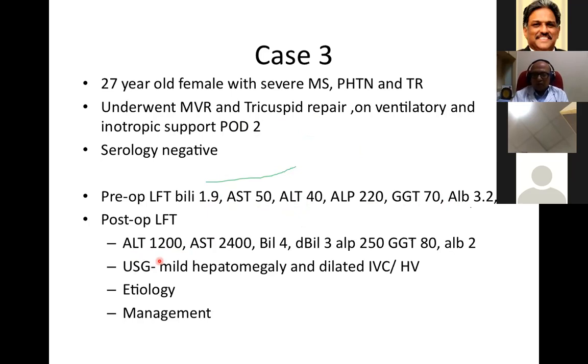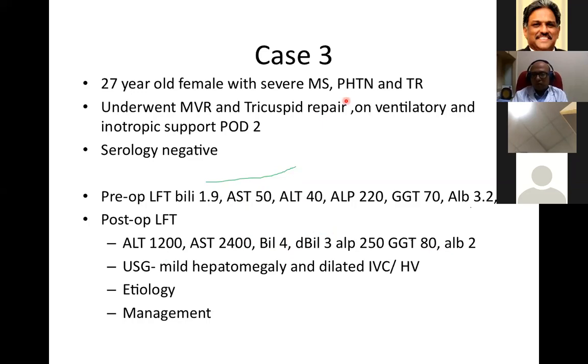The ALT shot up to 1200, AST is 2400, and then the bilirubin is going up, and all the other enzymes are also rising. And the albumin has dropped, which can be an acute phase response due to the surgery and blood loss. She had quite a lot of blood loss and transfusion as well, and that could have also contributed to the bilirubin. So this is a picture of somebody who had what we call a primed liver.